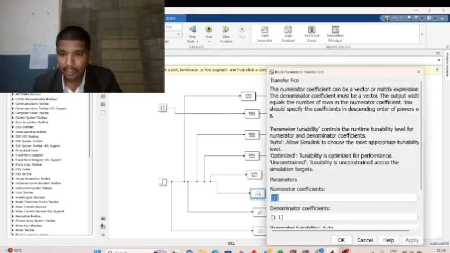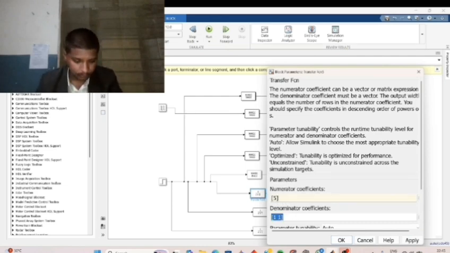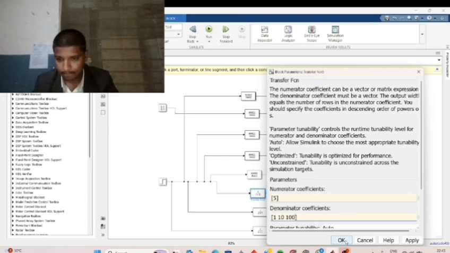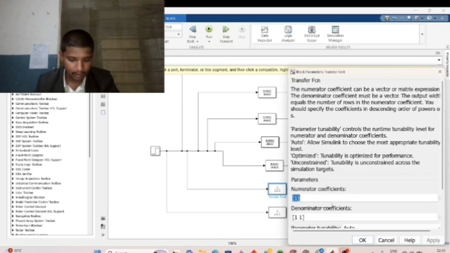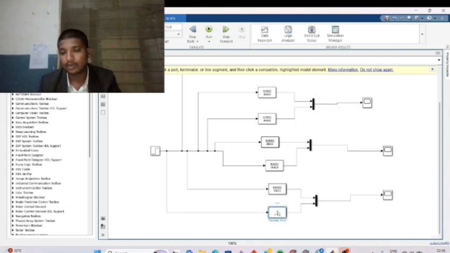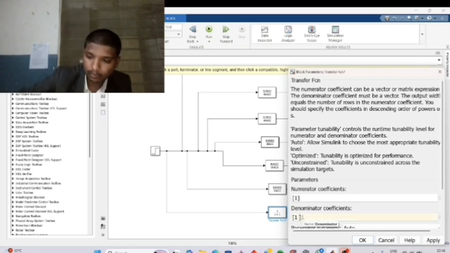We take a numerator coefficient of 5 here and denominator coefficients of 1, 10 and 100. Then we take numerator coefficient 1 and denominator coefficients 1, 5 and 25. And for the last transfer function, we take numerator coefficient 1 and denominator coefficients 1, 5, 115 and 225.